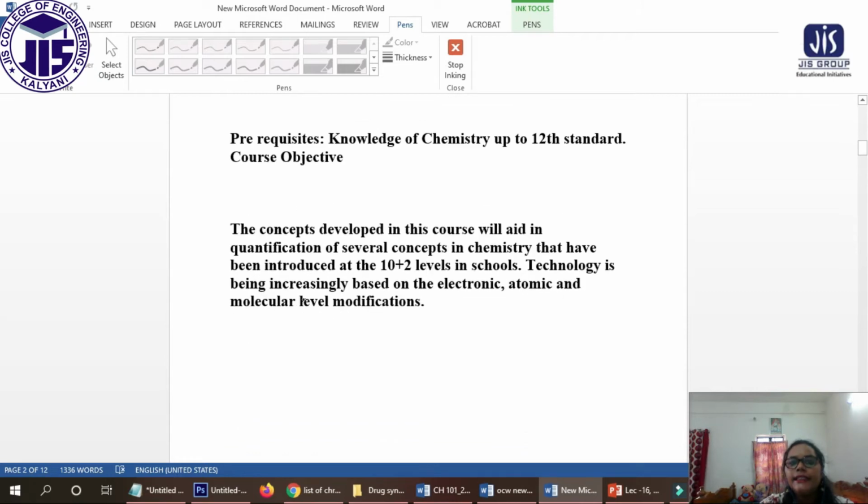So these are some of the course objectives that we have for our course. The concepts developed in this course will aid in quantification of several concepts in chemistry that have been introduced at the level of 10 plus 2 in your school. Technology is being increasingly based on the electronic and atomic and molecular level modification.